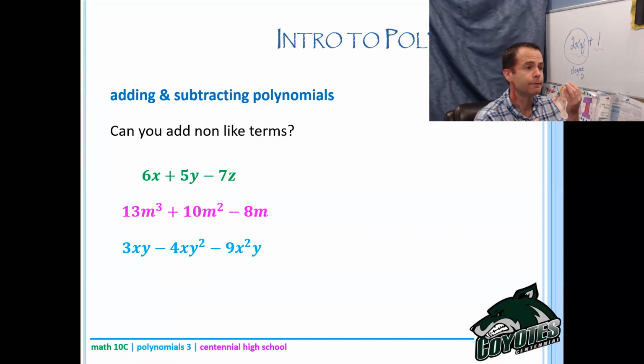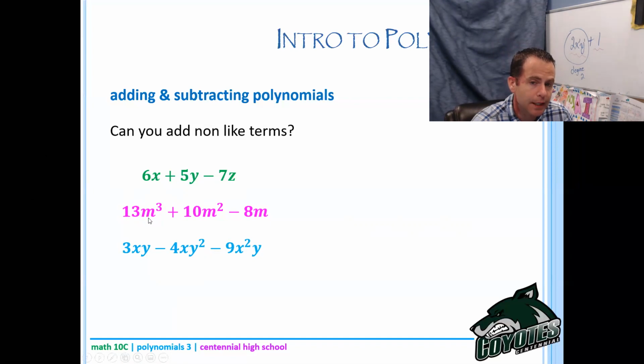Okay? If I have 6 apples and 5 oranges and I put them all in a pile and asked you what I'd have, your answer would be, I have 6 apples and 5 oranges. There's nothing else you can say there. Okay? So unless the variables are exactly the same.